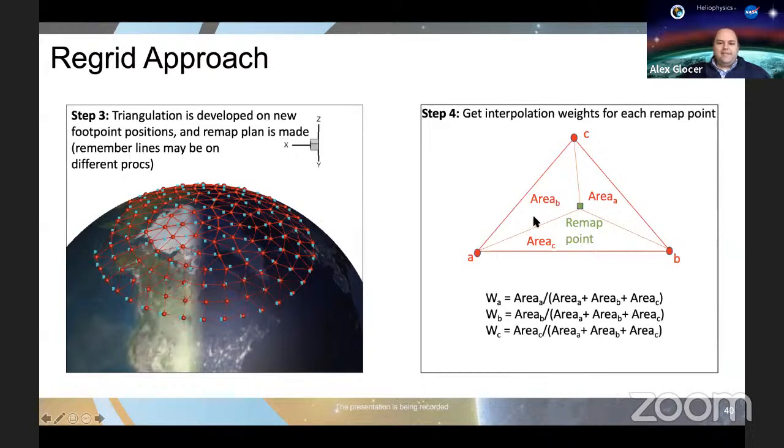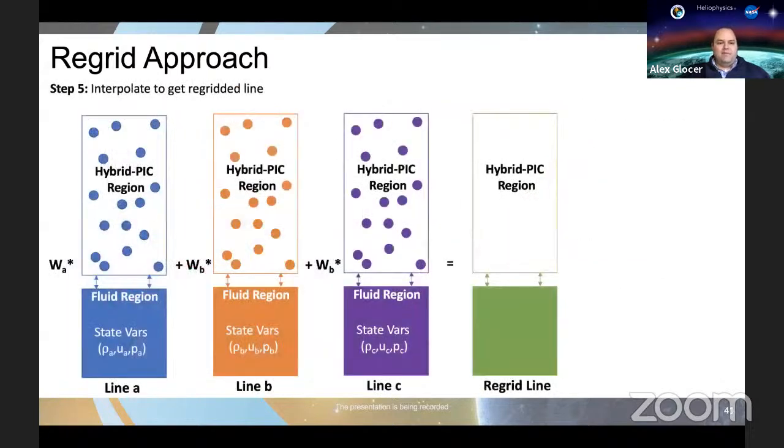But the basic approach is that, once you know which line is being remapped, so like on the right, you know what triangle you're in. So I know in this case that I need to take field lines A, B, and C and use the information on those points to resample a new point at my remap location. And so here I can get my interpolation weights based on the subtriangles inside. So once I have my remap approach and I know which field line I'm going to resample, I can now basically interpolate. I can take the different weights and get a new field line.